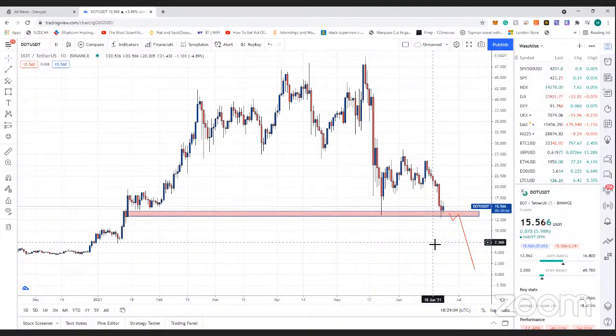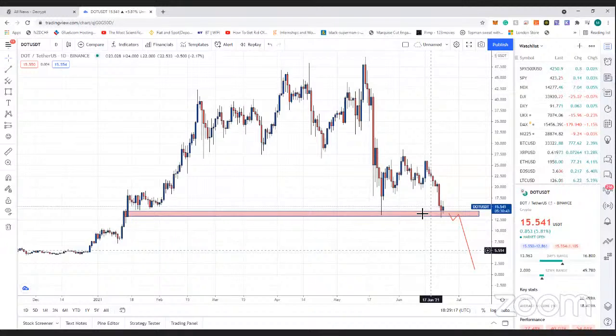We got the low here, or the demand zone, at $7.28, $7.03. If you went all the way back down to here at $5, buy as much as you can, because it's a once in a lifetime opportunity, and let the market do what it needs to do. But this is why the technical analysis is so important. So this is Polkadot. Let's have a look.